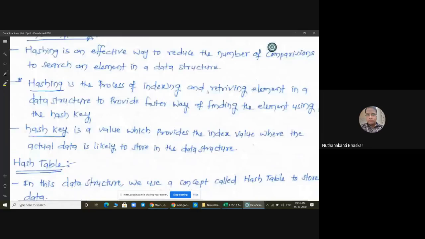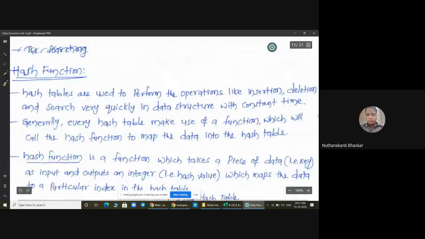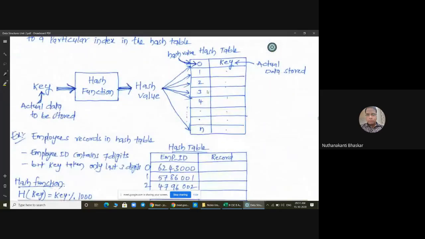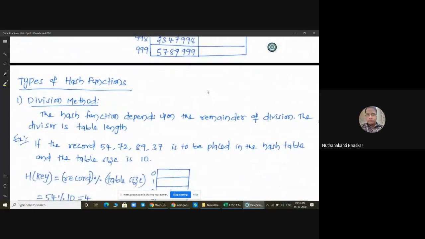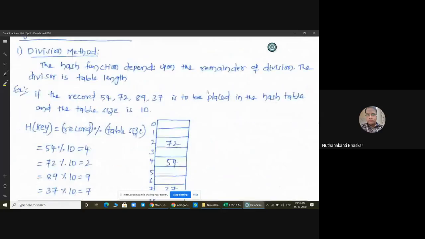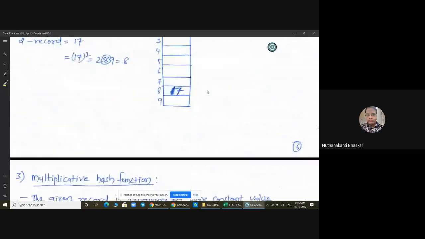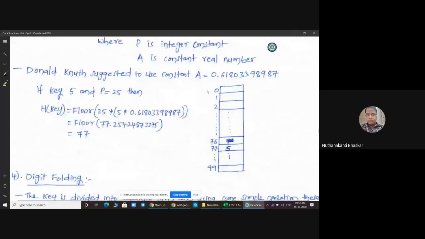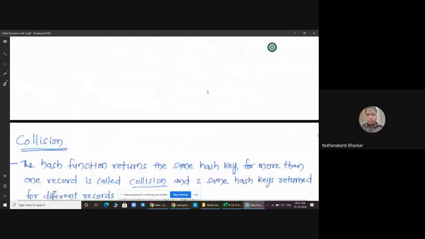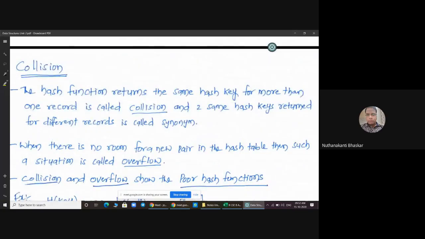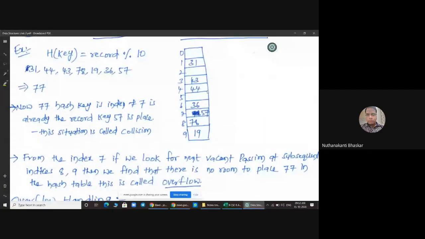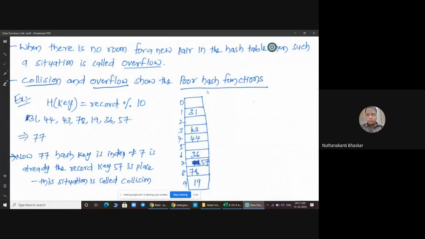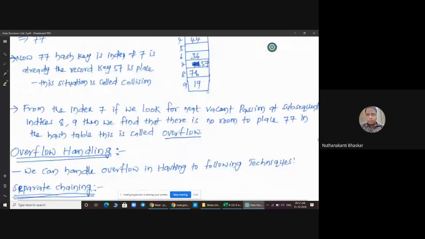If you observe the hashing mechanism, you know the hash table, hash functions, the block diagram of hash table and hash function, and types of basic hash functions: the division method, mid-square method, multiplicative hash function, and digit folding. Because of these methods, there is a chance of collision. You know what a collision is? The hash function returns the same hash value for multiple input data. Such a problem is called a collision.